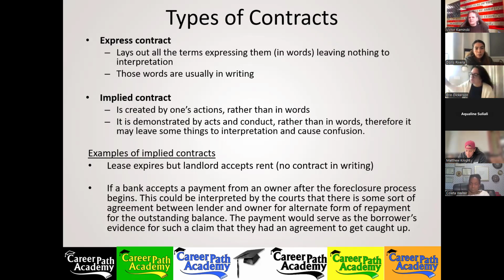This is why banks will never accept a payment from you once they started the foreclosure process unless you could pay the full outstanding amount, because it could create that implied contract. So if a court were to hear that from somebody, that they said that kind of an excuse, and they could prove that the bank accepted a payment from them after they started the foreclosure process, the court would toss the foreclosure out of court, because it seems like there was an implied contract created by the lender accepting the payment.